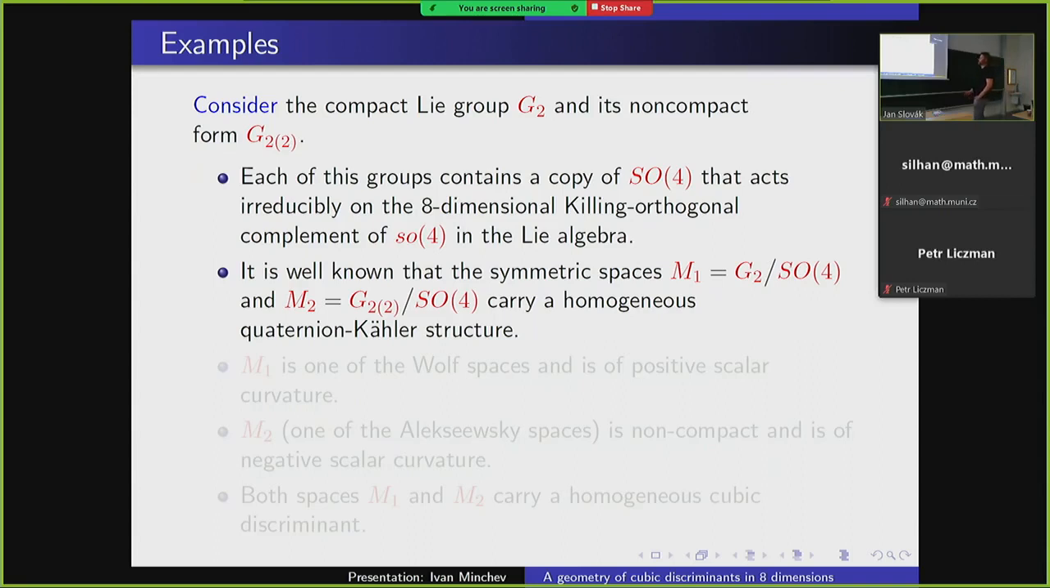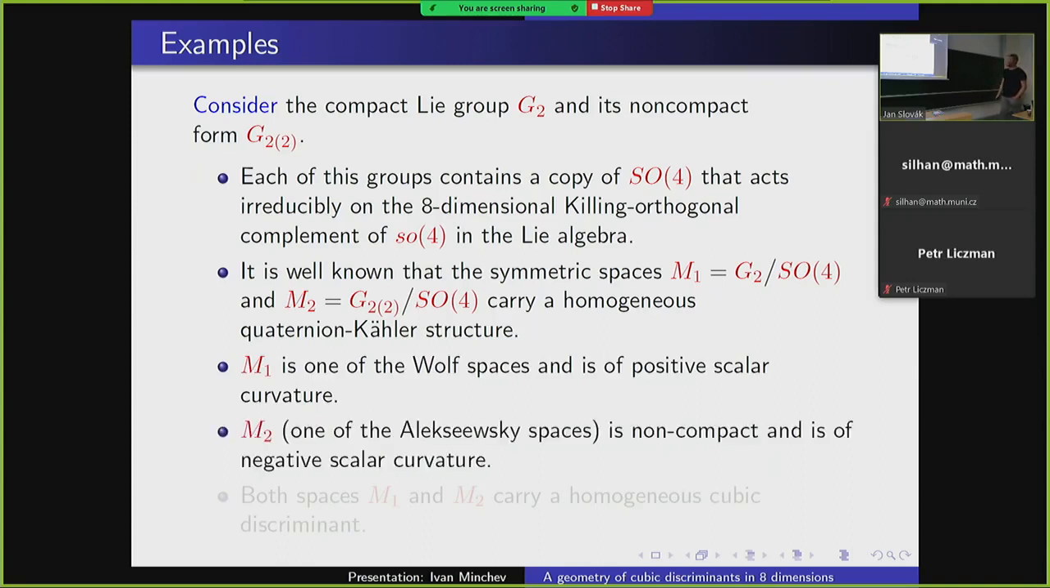And it is well known that there are two symmetric spaces. One is one of the Wolf spaces, and the other, I think, was first considered by Alekseevsky, so it's known as the Alekseevsky space. These homogeneous spaces carry a homogeneous quaternion Kähler structure. So M1 is the Wolf space, and it has positive scalar curvature. Of course, it's compact. The other one is non-compact and has negative scalar curvature. These are two examples, and both of them actually have natural homogeneous cubic discriminants defined on them. I will explain this immediately.